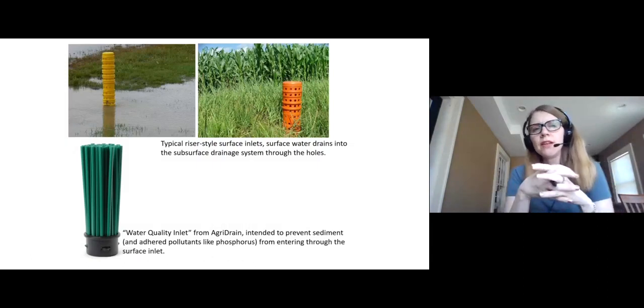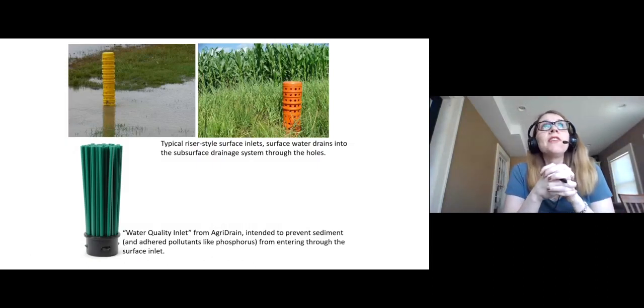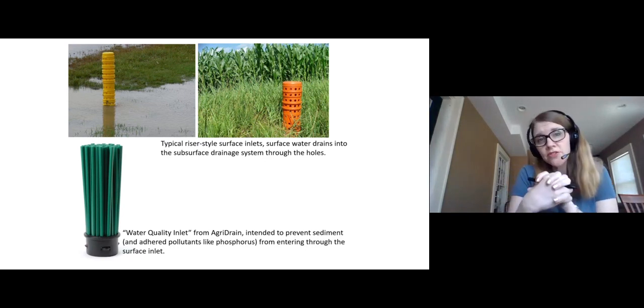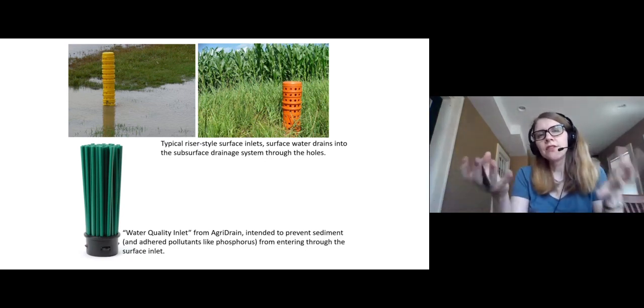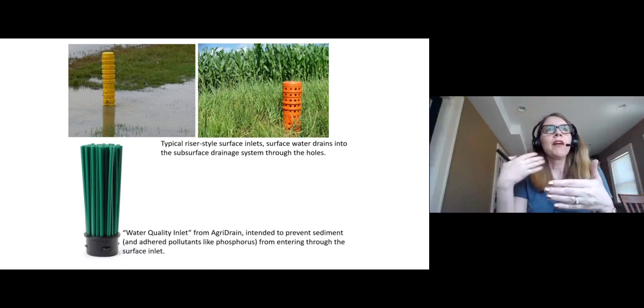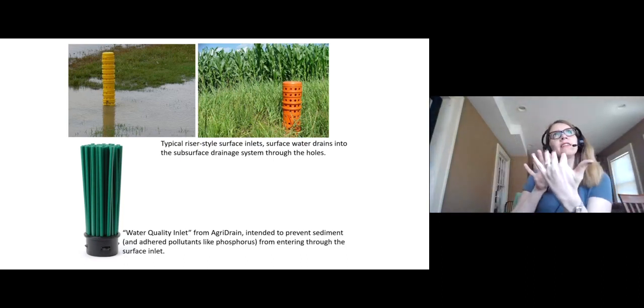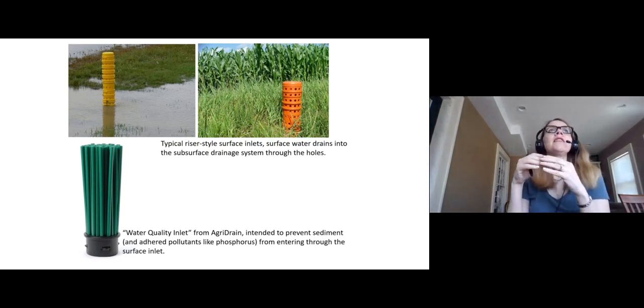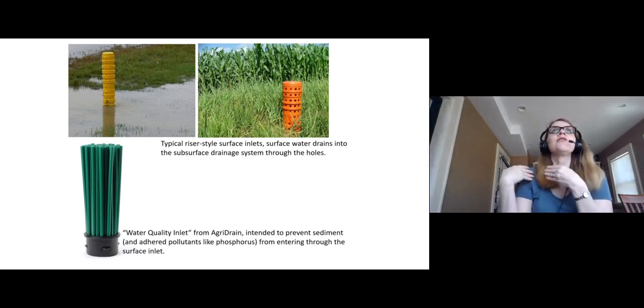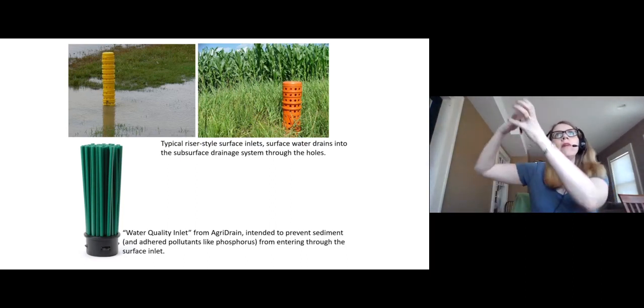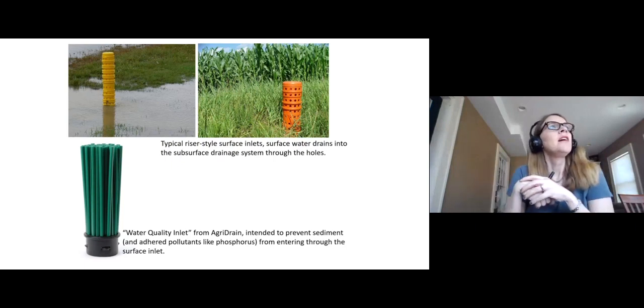Another thing that we have to think about in layout: are there any special features that we need to drain with an additional element to the drainage system? So surface inlets, for instance, like we might find on the upslope side of a terrace if we're using a tile drain system to handle water that impounds behind there. I have a surface inlet right there.